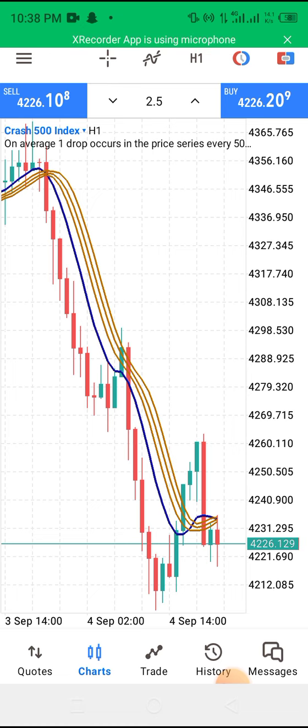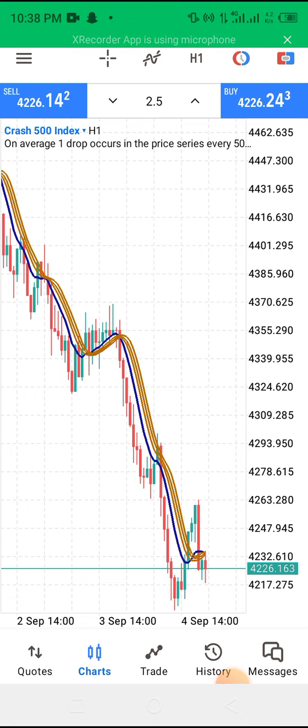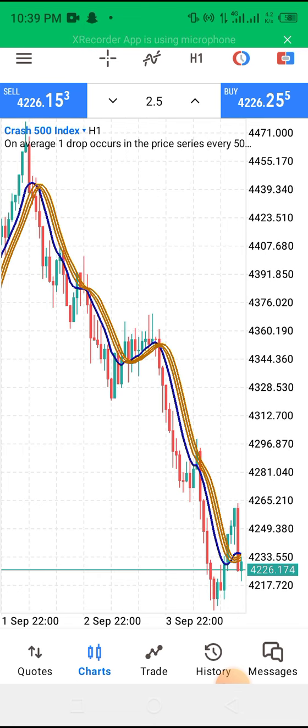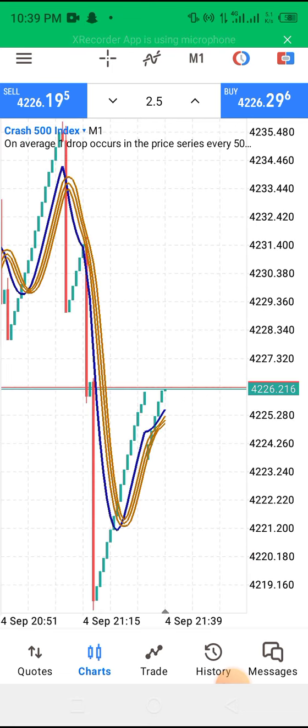So after you might have come to a higher time frame, like the 1 hour time frame, to see if the trend is actually moving your way, and you find a more comfortable trend that is actually going with you, what you now do is you go back to a 1 minute time frame.